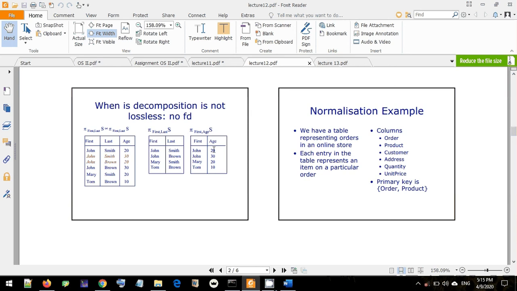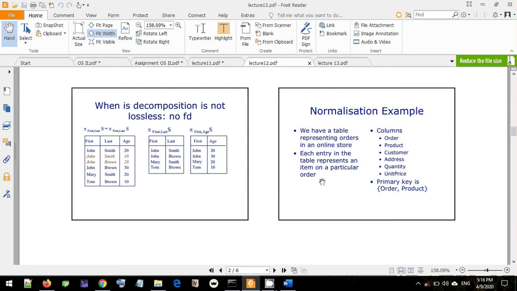When you perform the projection, you will notice that at the level of H we shall have John 20, John 20, and since they are repeating, we write it just once, eliminating the redundancy. We equally have John 30 here and John 30 here. We write it just once, eliminating the redundancy, and that brings our table to a great form.